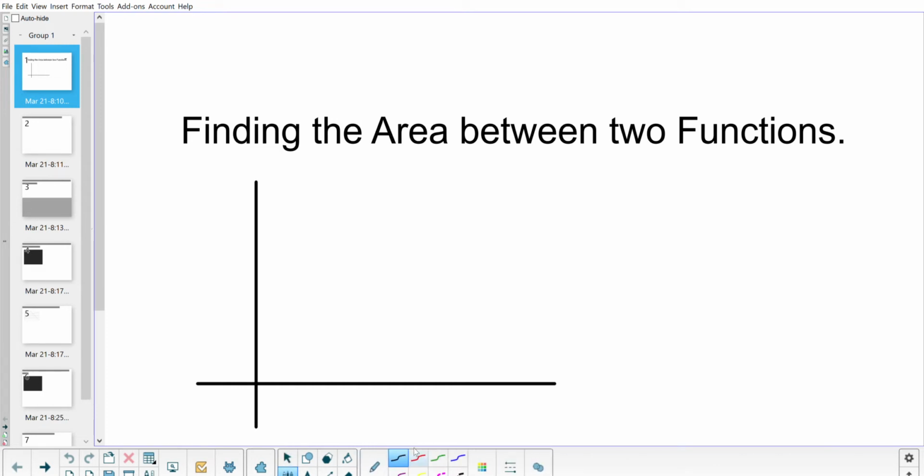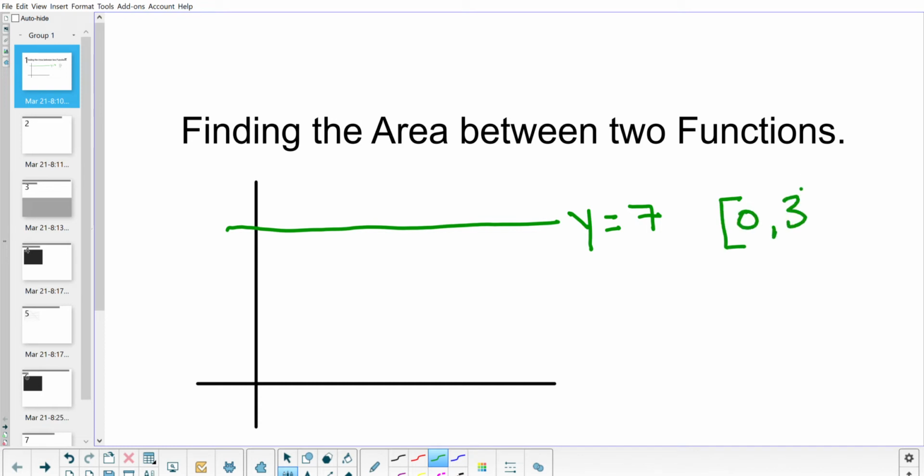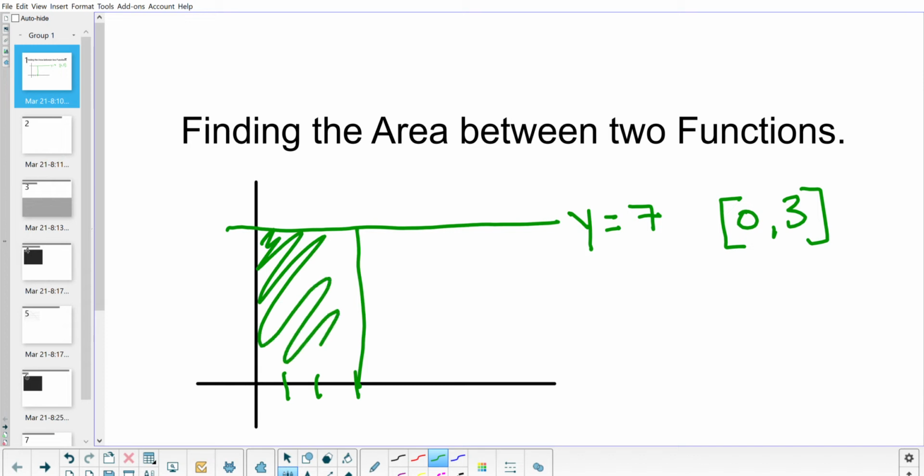Well, thinking back to what we were doing before, I'd give you a curve. So I'm just going to do a really basic example. Like give you the curve y equals 7. I would say, okay, find the area under that curve from, let's do boundaries 0 to 3. So you'd say, okay, well, that's just a rectangle. I can find that without calculus. That is this rectangle right here. That's 3 by 7. The area is 21.